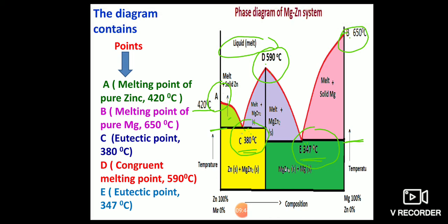Now, after seeing the parts of this phase diagram, we discuss the degrees of freedom from the phase rule. We apply the phase rule to various parts and find the degrees of freedom in that part.